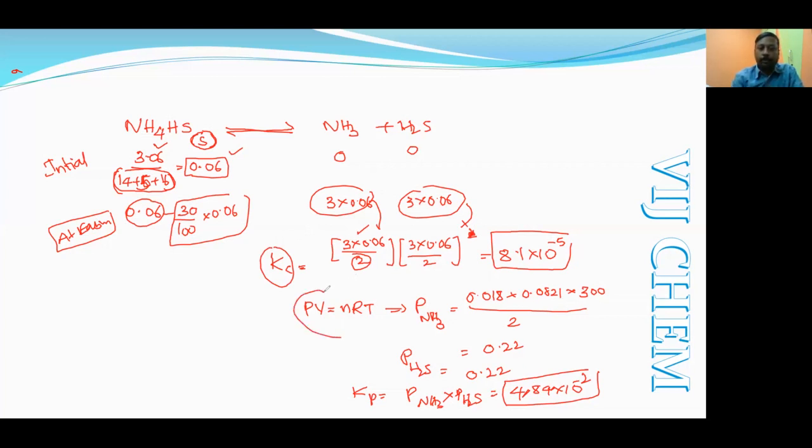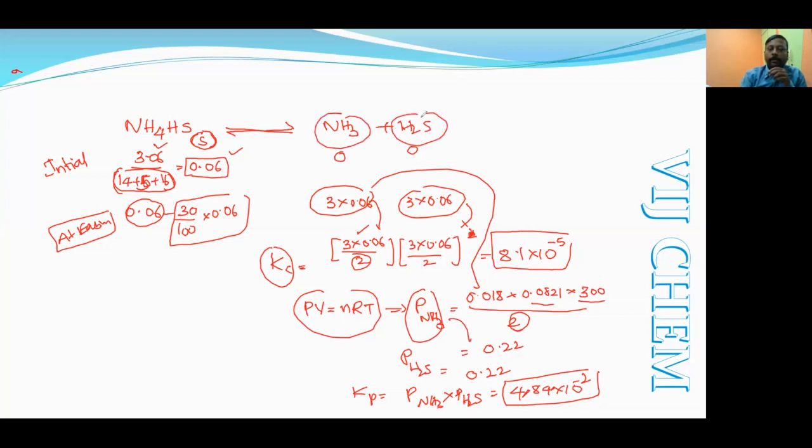So PV is equal to nRT. So by using PV is equal to nRT, we can find out the partial pressure of the ammonia. P is equal to number of moles into R, 0.0821, temperature 300, volume of the container 2. So like that, whatever the ammonia moles are there, the same number of moles you will find for the H2S also. So pressure of the H2S is also the same. Okay. So Kp is equal to pressure of ammonia into pressure of H2S, you will get the Kp value.